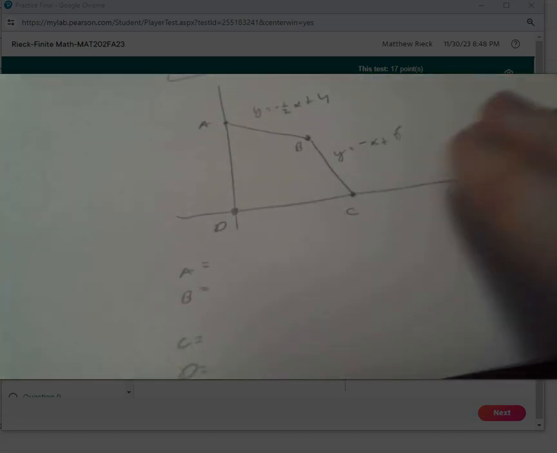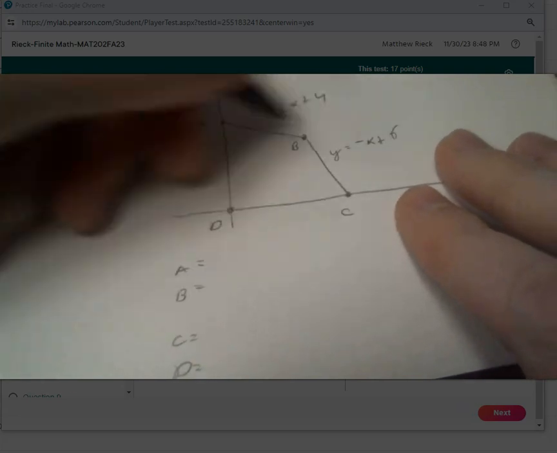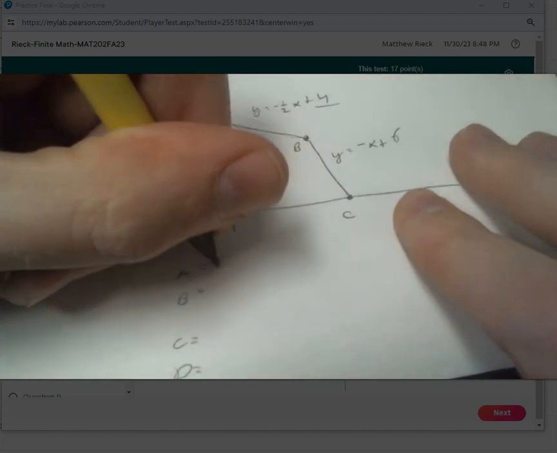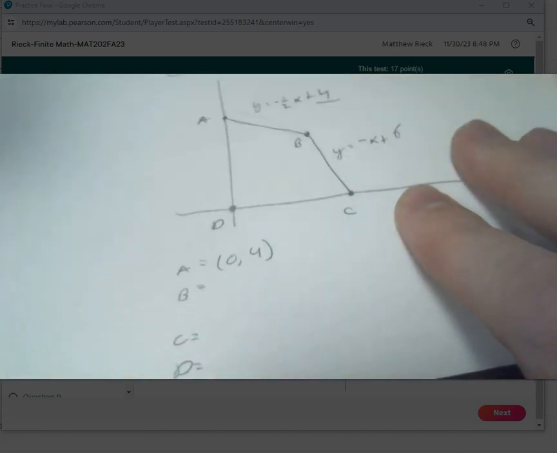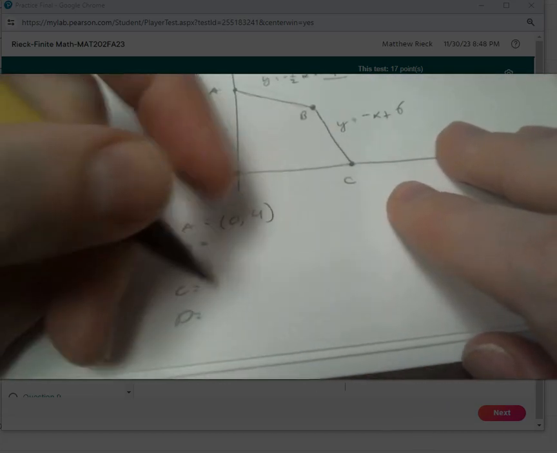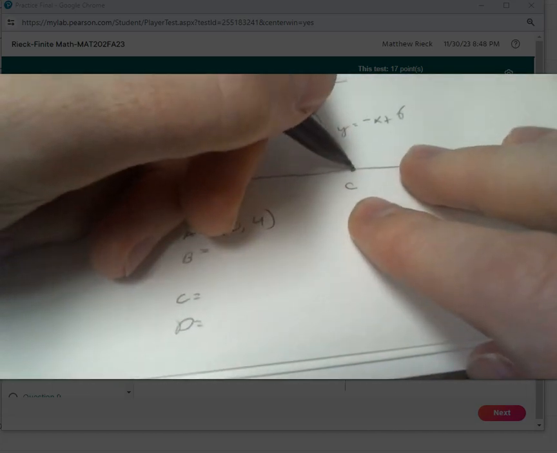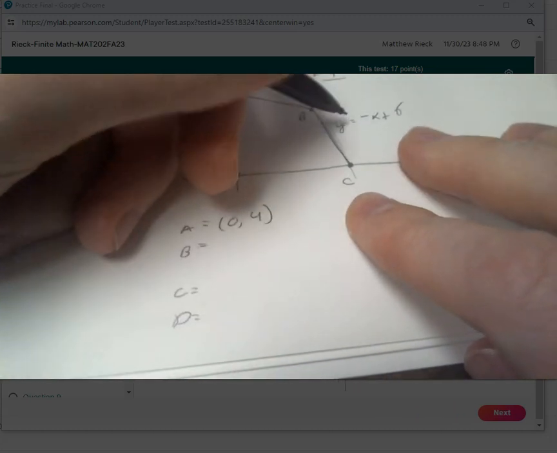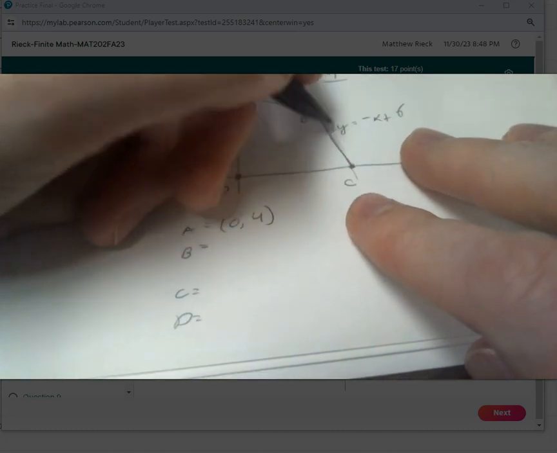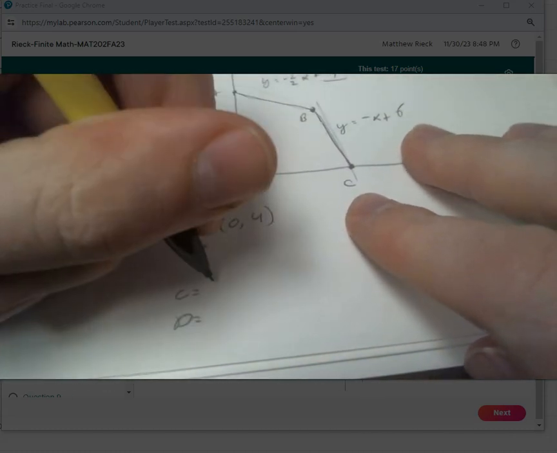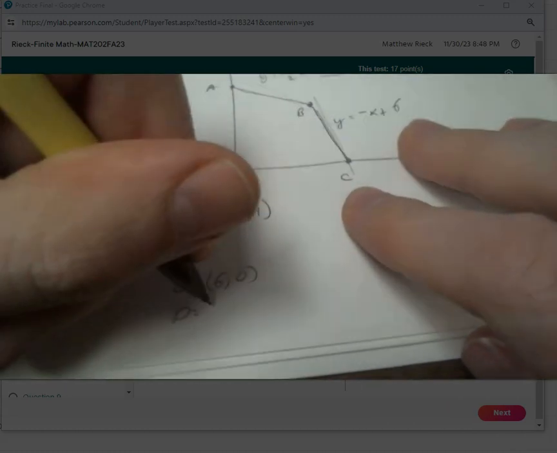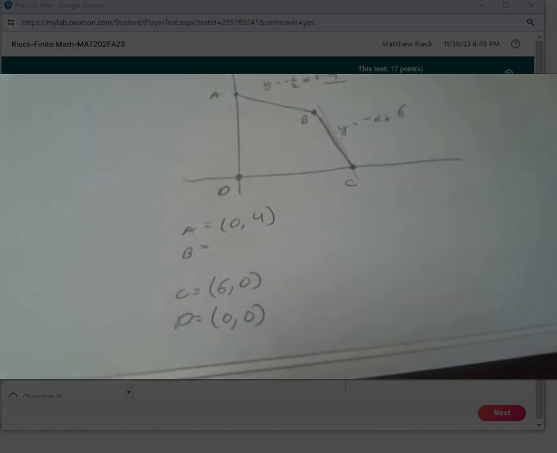All right, so we can start with A. A is the y-intercept of this first line, which is in slope-intercept form. So the y-intercept is going to be 4. So we have x is 0, y is 4. B is the most difficult one, so we'll come back to that. C is going to be the x-intercept of this line here. To find your x-intercept, you set y equal to 0. So you have 0 equals -x plus 6, and we add an x to each side, so we get x equals 6. So you have (6, 0). And then D is going to be your origin, so that's going to be (0, 0).